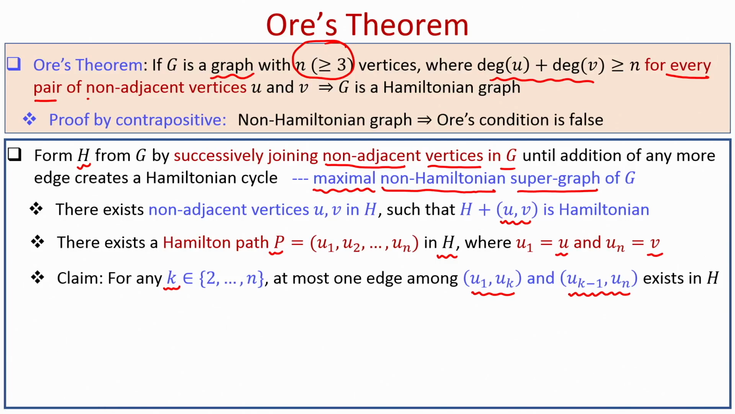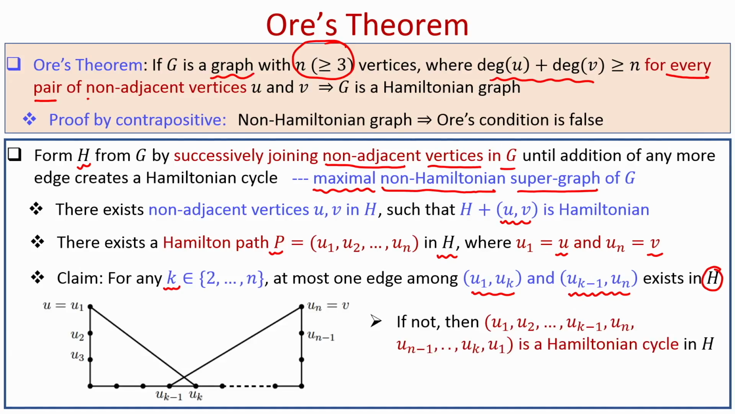So, remember this claim is with respect to the supergraph, namely the graph which you have obtained by adding to or expanding your original graph G. This claim is not about your original graph G, this claim is about the supergraph H. So, pictorially what I am arguing here is, so this is your Hamiltonian path P.